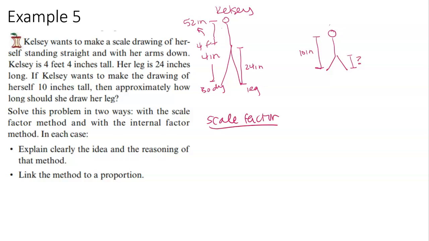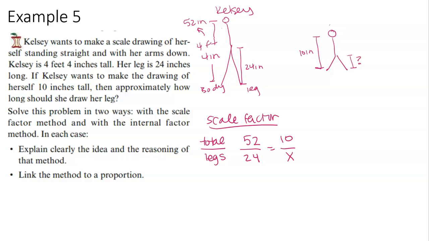And label your first proportion here. So you may think like total to legs. And again, you may do the legs on top. It doesn't matter. Total to legs. So for Kelsey, her total is 52 and her legs are 24. And for her scale, her total is 10 and her legs are, we don't know.